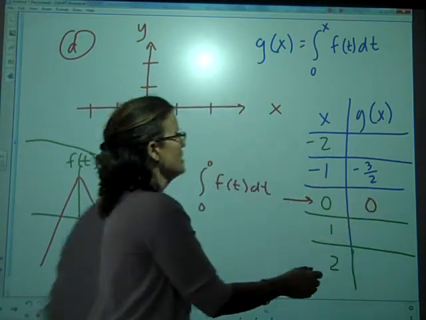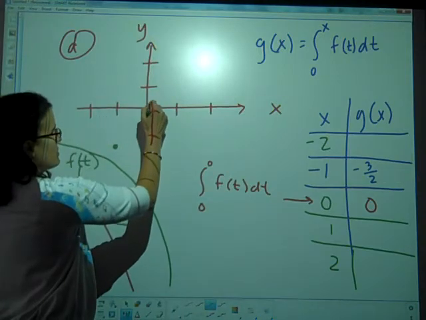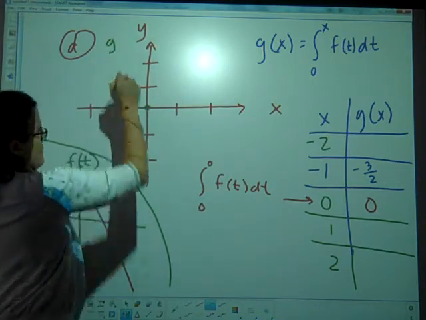So I'm at 0, 0. So there is another point along G, that I'd be at 0, 0. And we're graphing G, y'all.